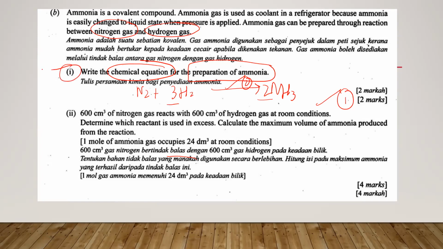Okay, let's go to the calculation question. I want to ask you all, do you all know how to do this question? The first part only, yeah, it's 4 marks. 600 of nitrogen gas reacts with 600 of hydrogen gas. Which one is in excess? Do you know how to do this, or you do not know how to do this?